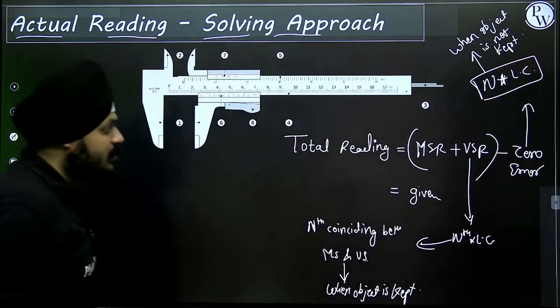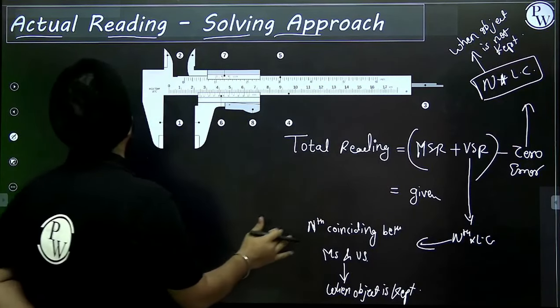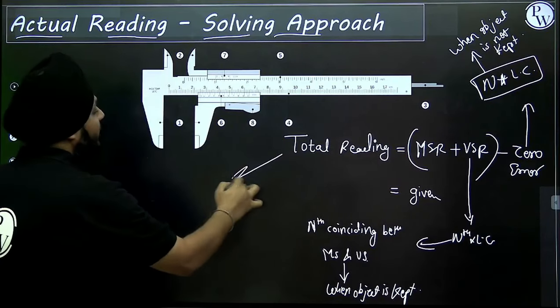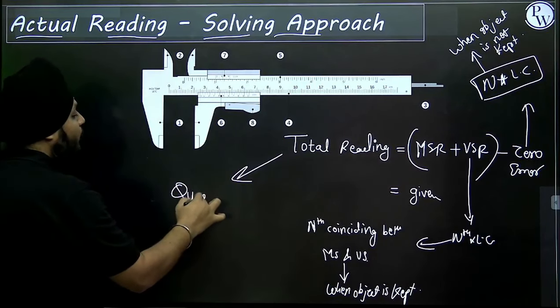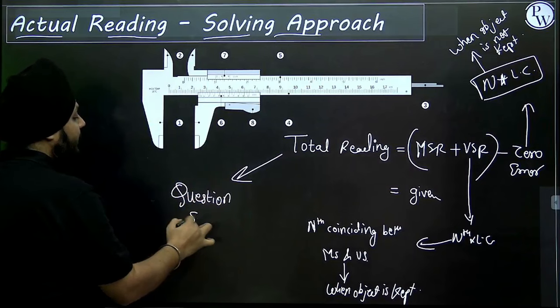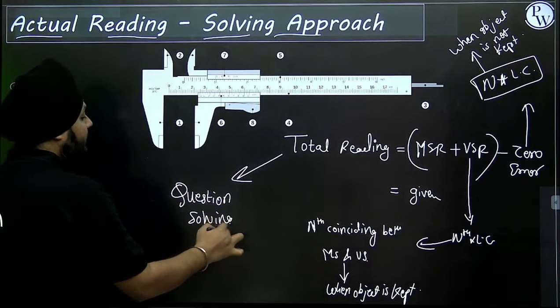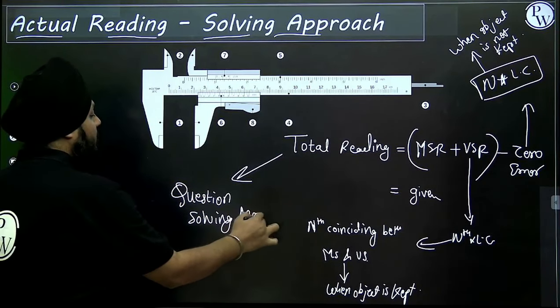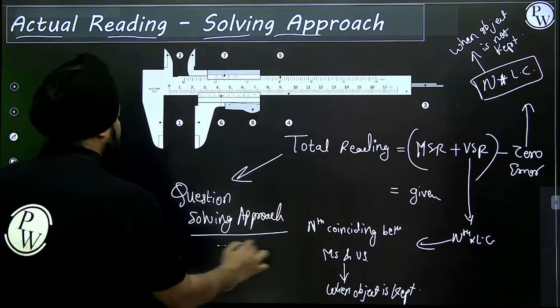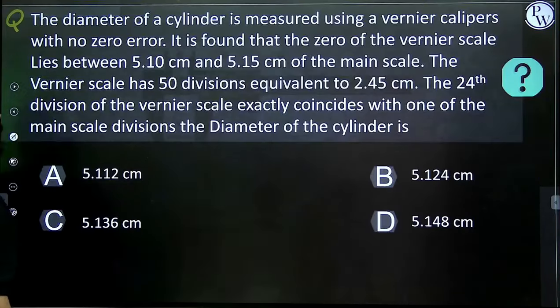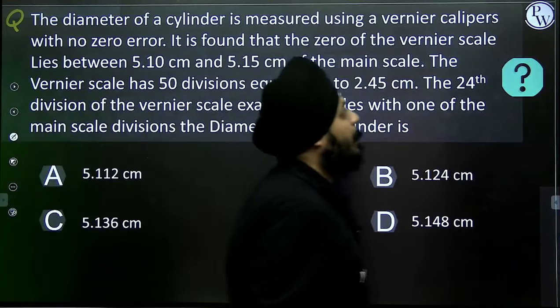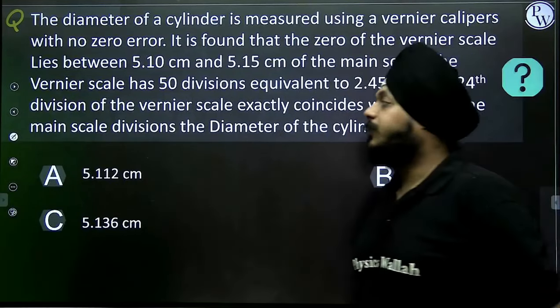Object is not kept. So this is an actual formula, and this is only the question solving approach, how we are going to solve this question. Now let's see the first question.